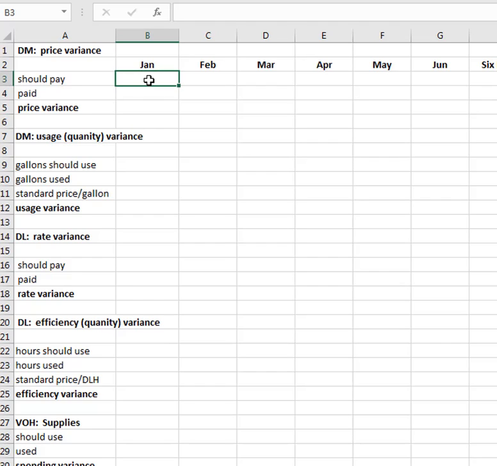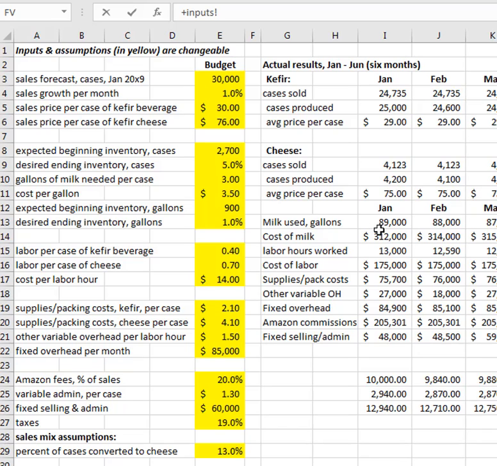All right, so let's see. What should they have paid? Price variance is the difference between what you should have paid and what you did pay. So what should they have paid? In January, they should have paid for each of those 89 gallons $3.50.